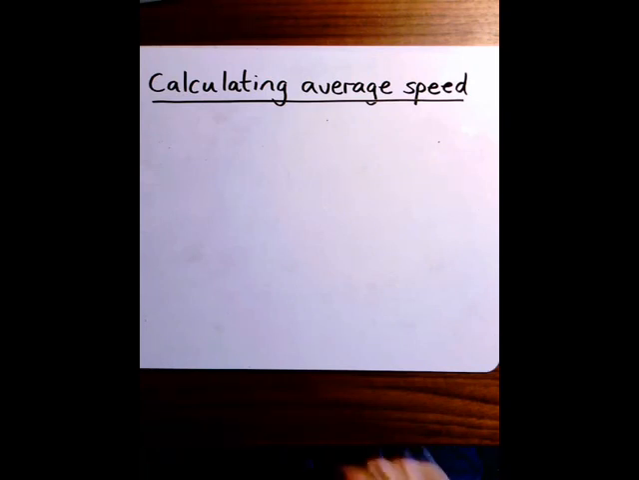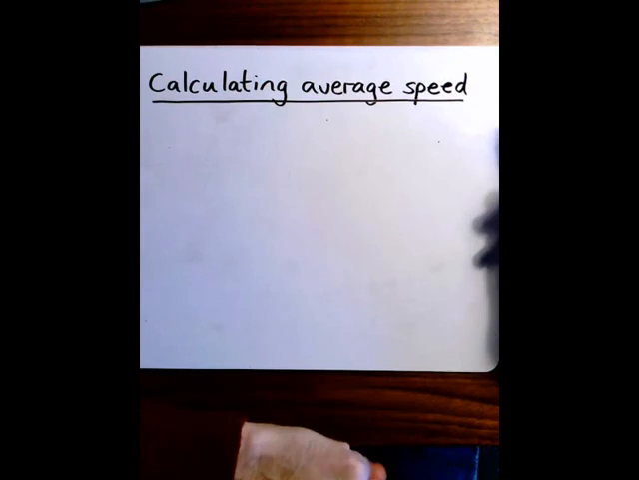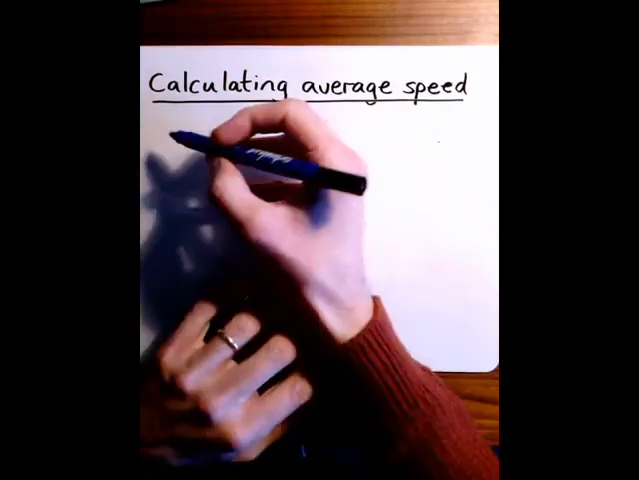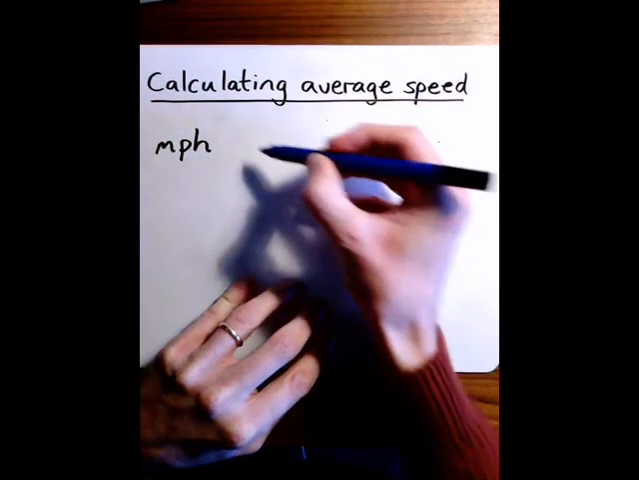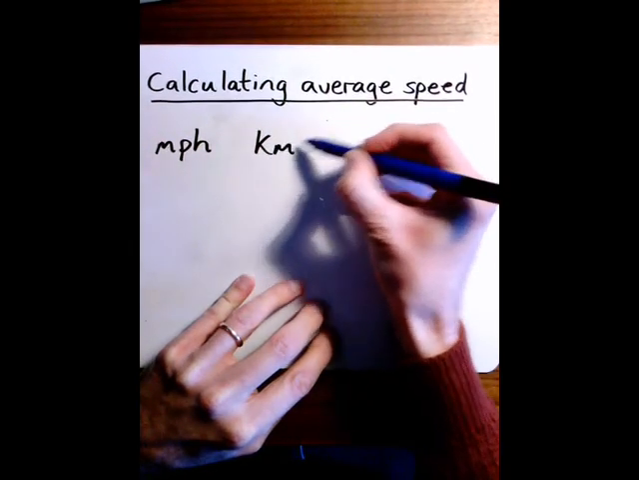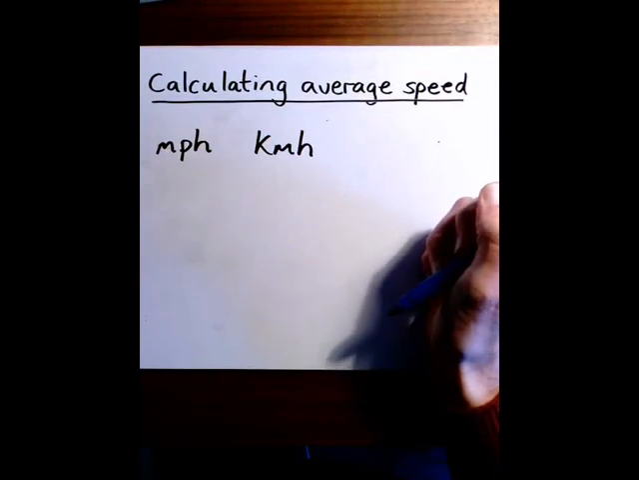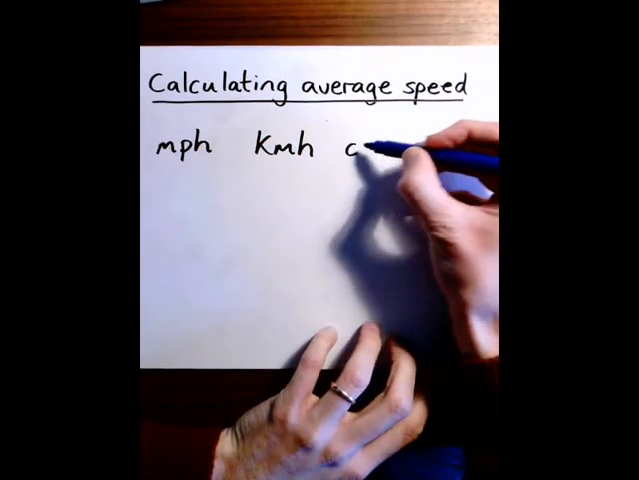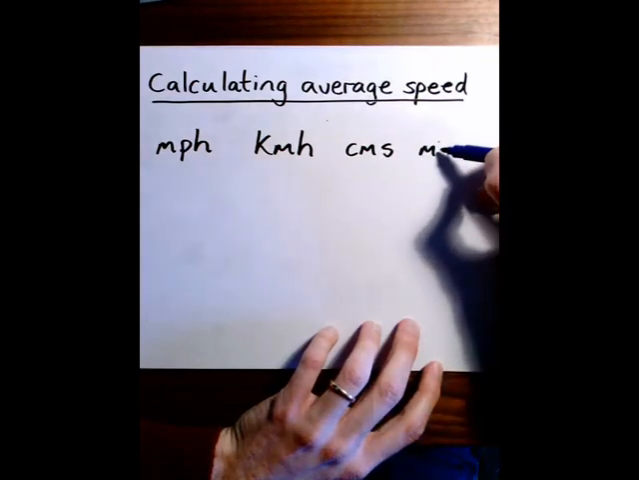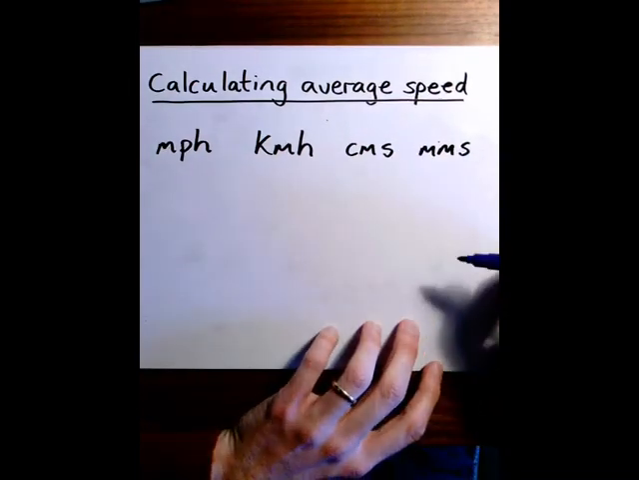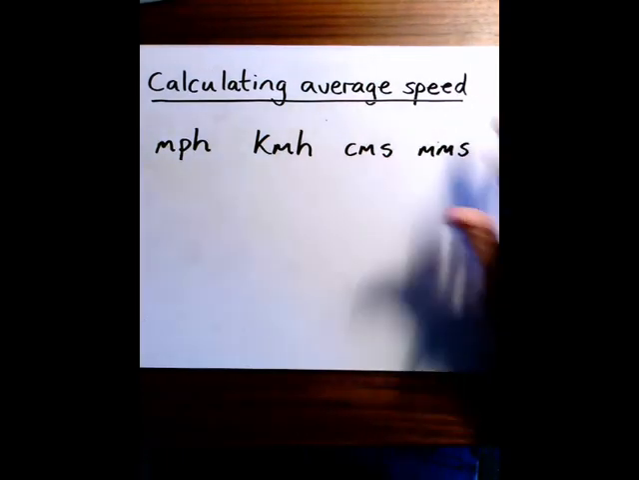So maybe if you thought about some of the units that we use to measure speed, you might be thinking about units such as miles per hour. You might have kilometers per hour, perhaps when we're talking about cars and things like that. We might talk about centimeters per second, maybe millimeters per second. Lots of different units can describe how things might be moving.